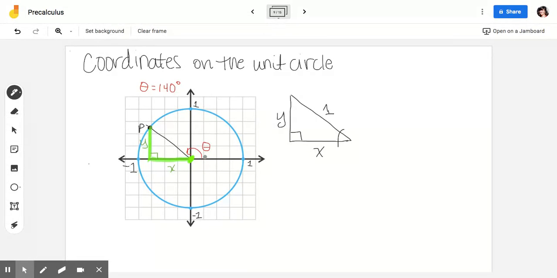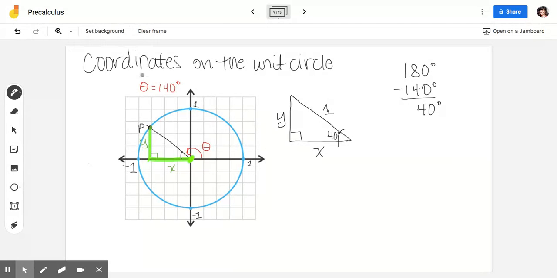So this central angle here, starting in standard position, the initial side, and ending on this line that connects with P, the terminal side, is 140 degrees. Since the entire top half is 180 degrees, 180 degrees minus 140 degrees means that we only have 40 degrees left to get to 180. So this little piece in here is a 40-degree angle.